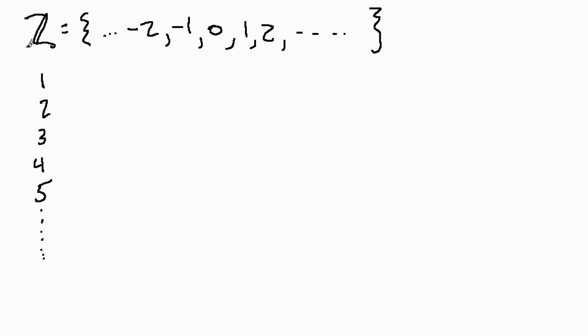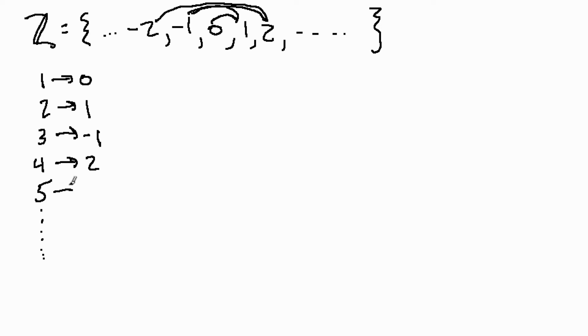Well, I can do this in a lot of ways, and watch how I'm going to do this. I'm going to come over here and say that 1 goes to 0. And then I'm going to say that 2 goes to 1. And then from there, 3 goes to -1. And then I'm going to say that 4 goes to 2. And then I'll say 5 goes to -2. And I think you can start to see the pattern, okay?